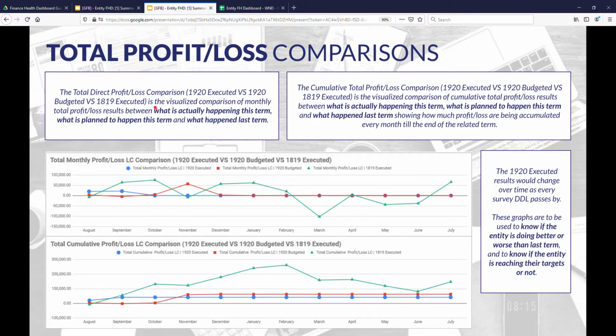Then this is a graph of how it would look. The first graph is just the monthly, the second one is the cumulative. The monthly graph shows the profit and losses between different months. Meanwhile, cumulative is based on the progress since the start of that term, either 1819 or 1920, either executed or budgeted.